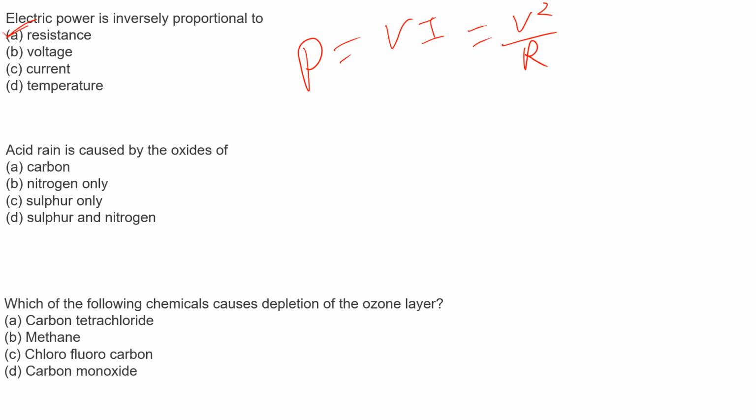option B is nitrogen oxide, option C is sulfur only, and option D is sulfur and nitrogen oxide or nitrogen, right? So if you know the content of the acid rains, then you find out that a major part of the acid rain contains oxides of sulfur or nitrogen. There are a few more chemicals which cause the acid rains, but the majority part, sulfur oxide and nitrogen oxide, cause the acid rain. So option D is correct here, right?